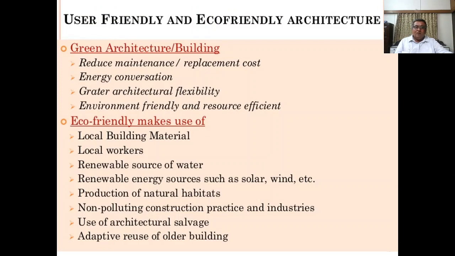Then user friendly and eco friendly architecture. Green architecture building reduces maintenance and replacement cost. Then there is energy conservation, then greater architectural flexibility, environment friendly and resource efficient. Eco friendly makes use of local building material, local workers, renewable source of water, renewable energy sources such as solar, wind, etc. Production of natural habitats, non-polluting construction practice and industries. Then use of architectural salvage and adaptive use of older buildings comes under eco-friendly.